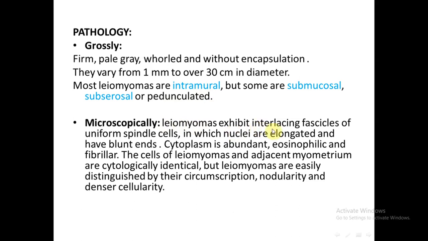Microscopically, it consists of interlacing bundles of uniform spindle cells, and the nuclei are elongated and have blunt ends, like the benign nuclei of smooth muscle. The cytoplasm is abundant, eosinophilic, and fibrillar. Leiomyomas are cytologically similar to adjacent myometrium, but are easily distinguishable by being well circumscribed, nodular, with denser cellularity.